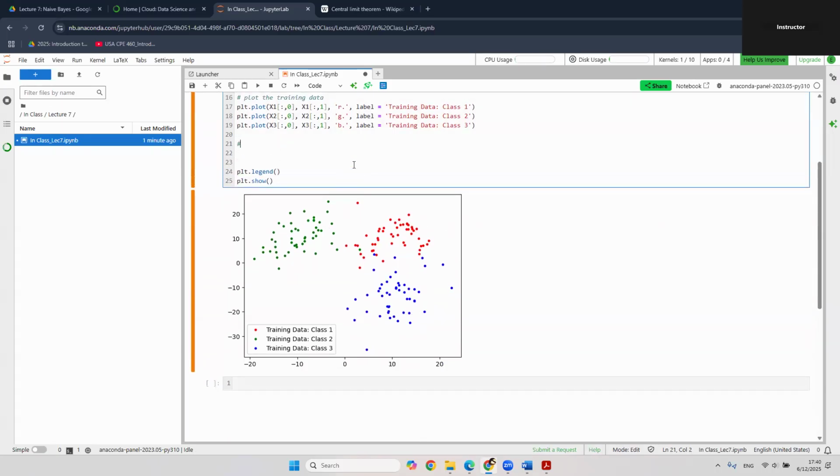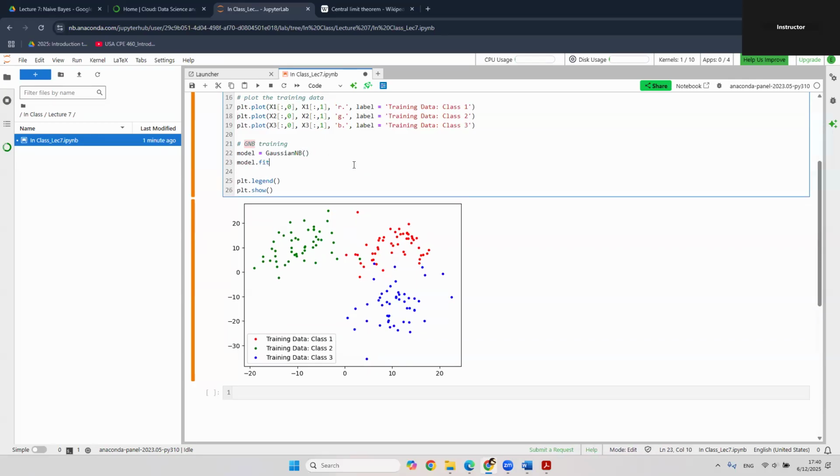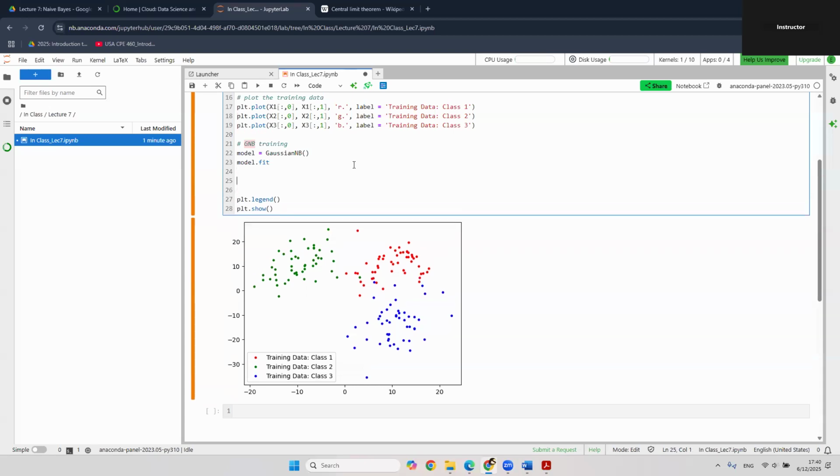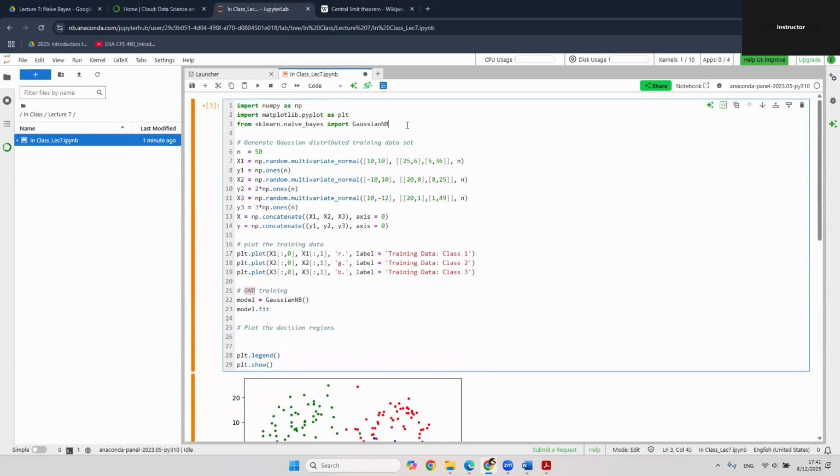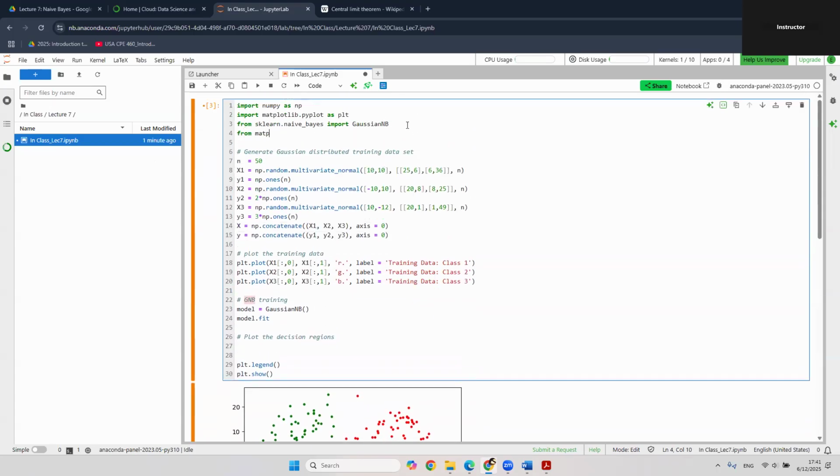And here we're gonna have G and B. I mean, G means Gaussian naive Bayes training model equals GaussianNB and then model.fit. So now after fitting, I'm gonna plot the decision regions. To this end, I need to add one more thing, which is from matplotlib.colors import ListedColormap.